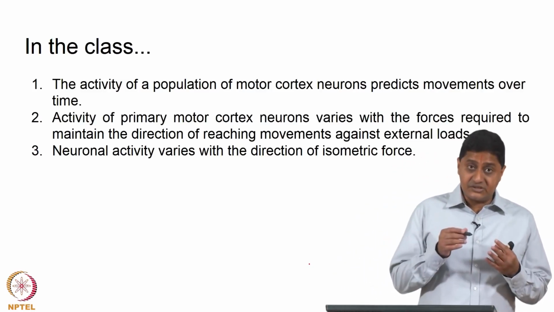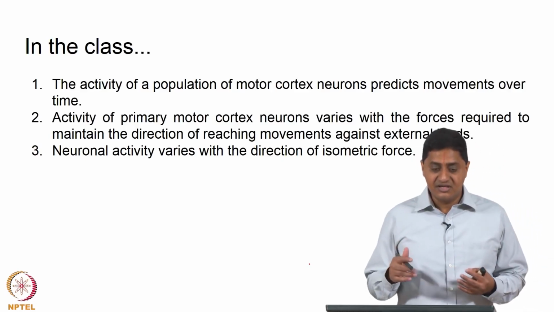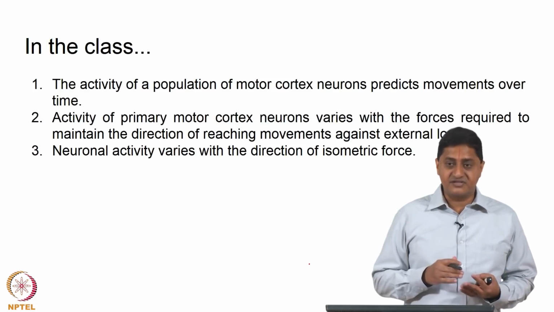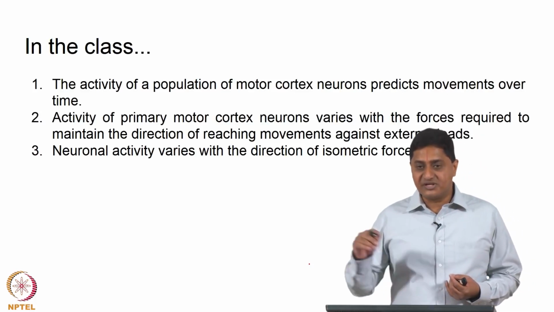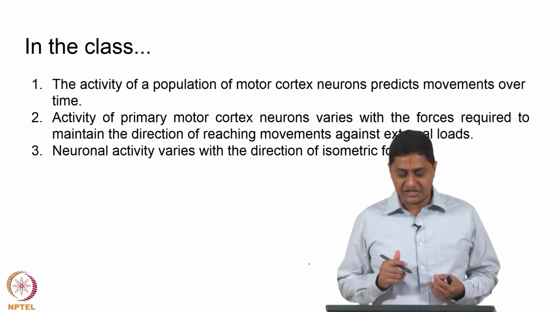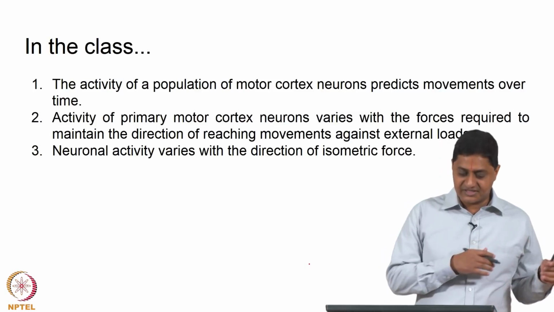As in, each neuron has a directional tuning curve or a preferred direction. Summing all the activities of all these neurons at a given point in time will give you an approximate prediction of the direction in which the movement is going to happen. This is the work of Georgopoulos that we discussed in the previous class.